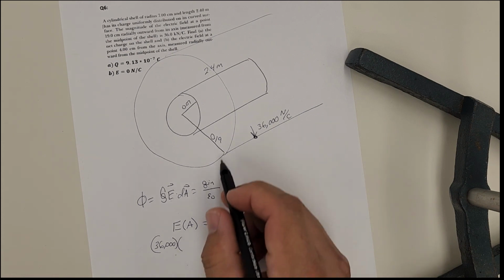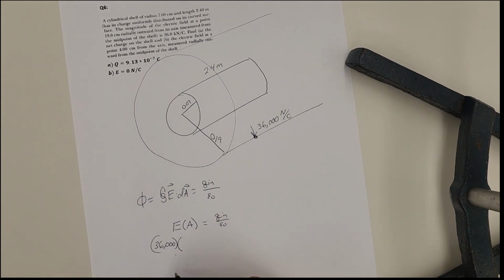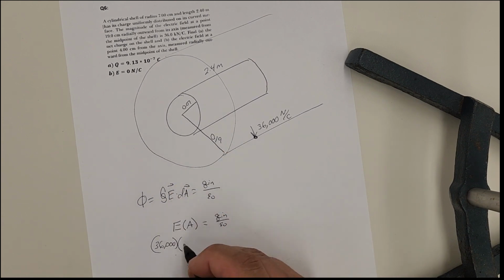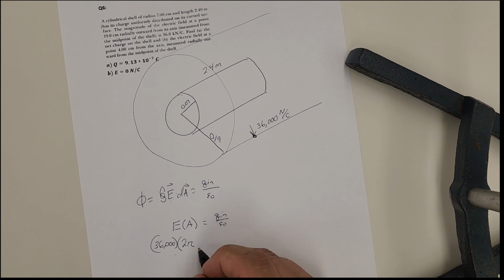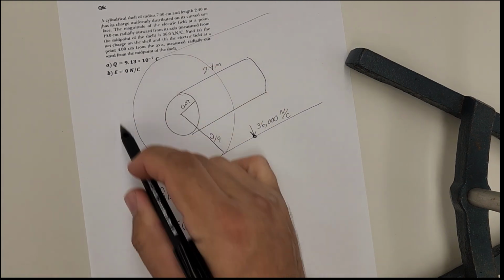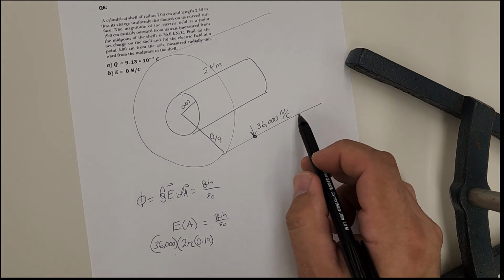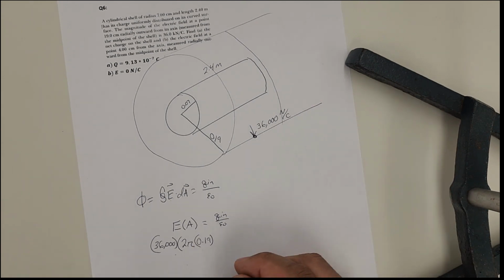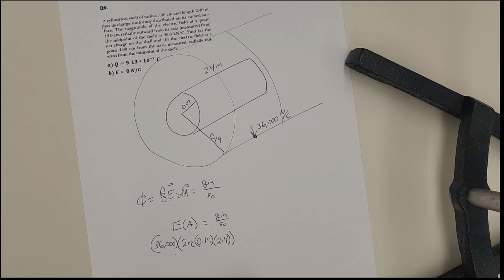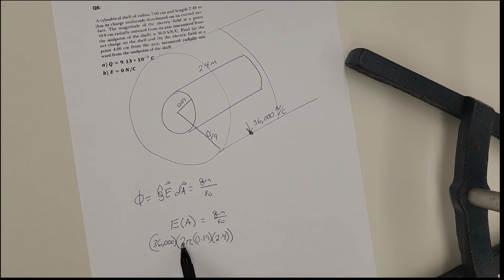So the area would be its circumference times its length. The circumference of this would be 2 pi r, where r in this case is 0.19. That's the circumference, multiplied by the length. Let's make it the same length as before, 2.4. You could also write E times 2 pi RL if you don't want to plug in numbers yet, that's fine.